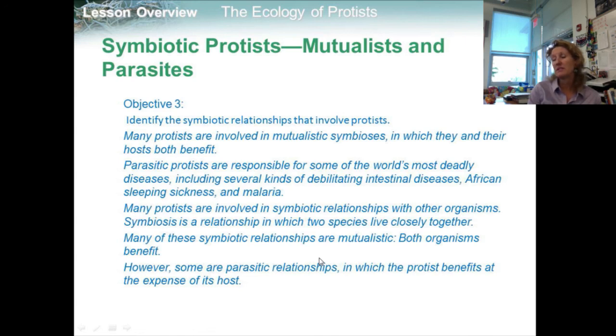Many protists are involved in symbiotic relationships with other organisms. Symbiosis is a relationship in which two species live closely together. Many of these symbiotic relationships are mutualistic, where both organisms can benefit. However, some are parasitic relationships in which the protist benefits at the expense of the host.